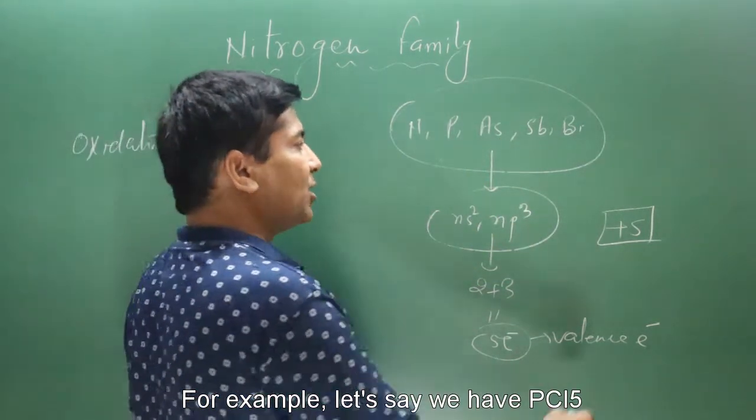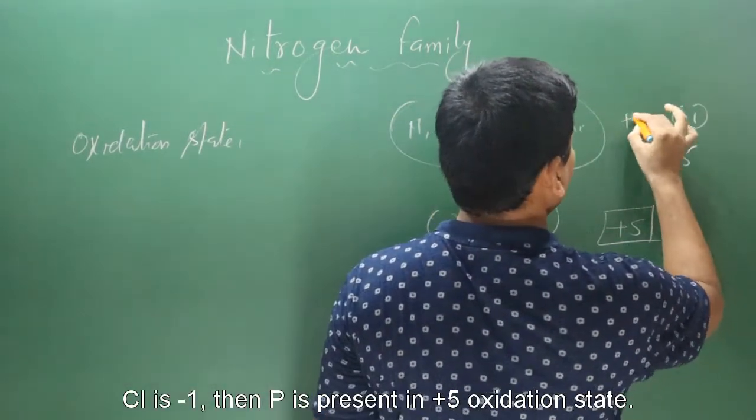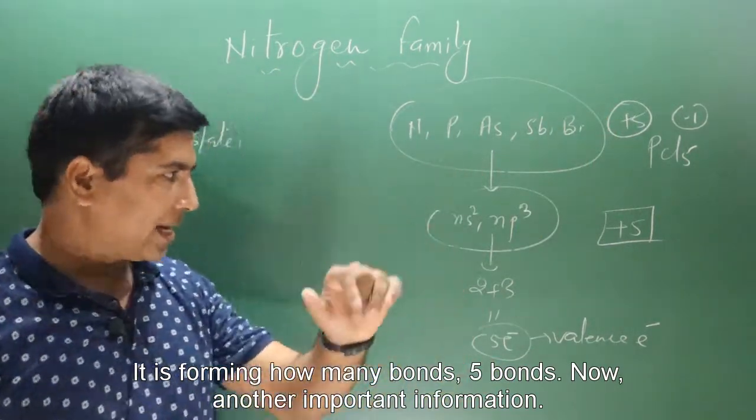For example, let's say we have PCl5. Cl is -1, then phosphorus is present in the +5 oxidation state. It is forming 5 bonds. Another important piece of information.